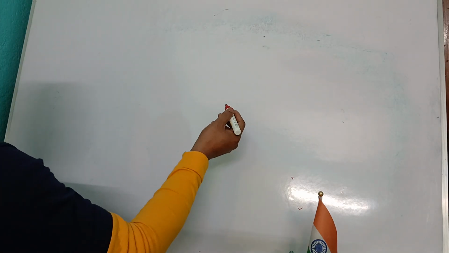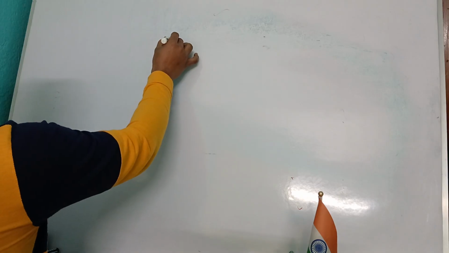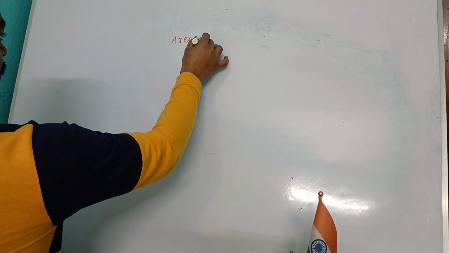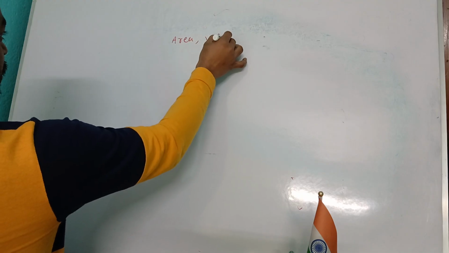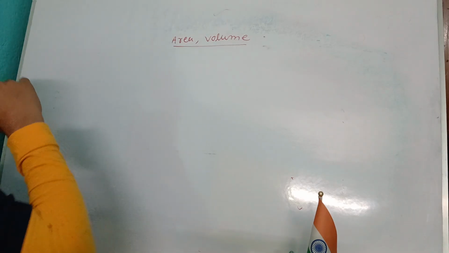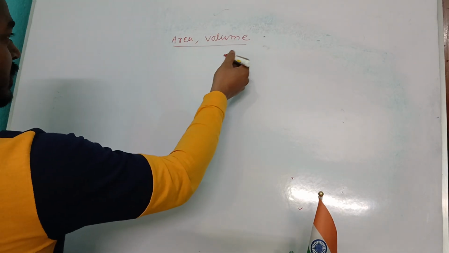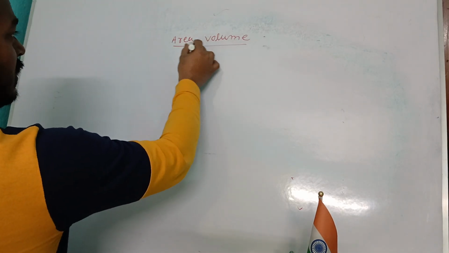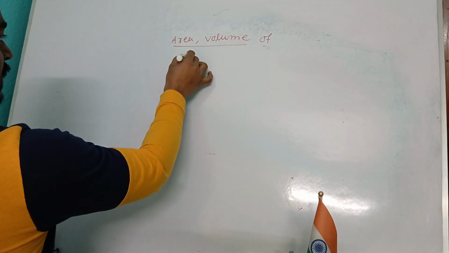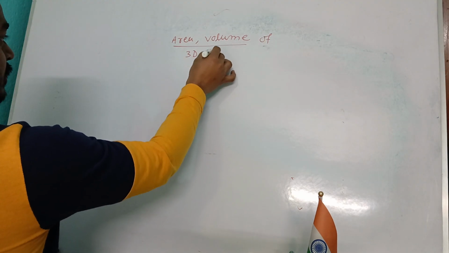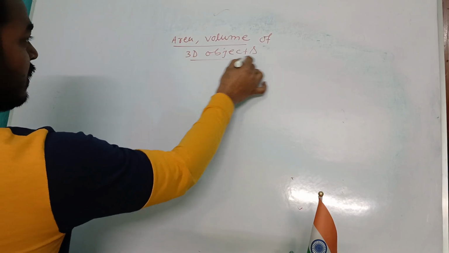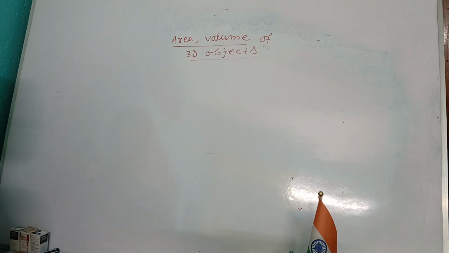So our topic is what? Area, then volume. Area and volume. In this lecture we'll discuss the area and volume of a few selected 3D objects.